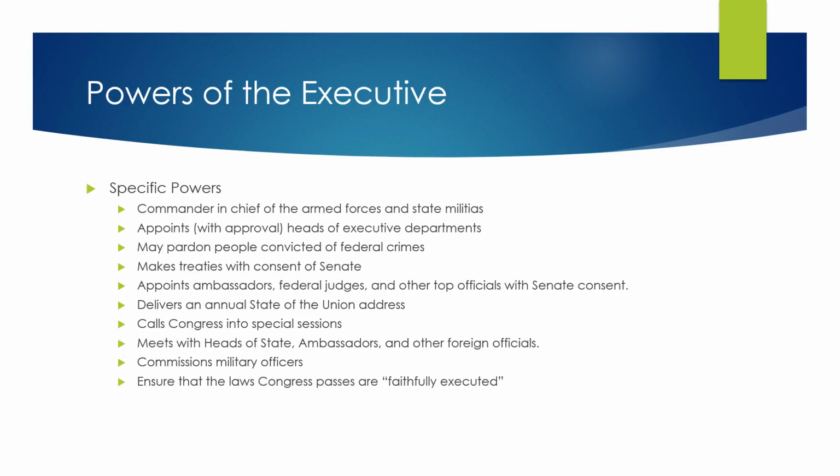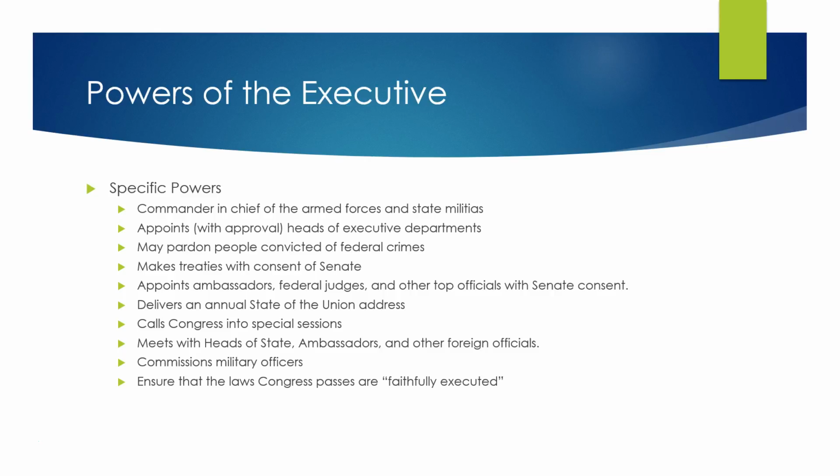So what are the powers of the executive? One is that they're the commander-in-chief of the armed forces and state militias. So the president really does have the power to be able to put armed forces where they see they're needed. They get to appoint, with approval, heads of executive departments. They may pardon people of convicted federal crimes. They make treaties with, once again, the consent of the Senate. They appoint ambassadors, federal judges, and other top officials with the consent of the Senate. So if you notice, pretty much anything that the president appoints, they have to have Congress approve that, especially the Senate.